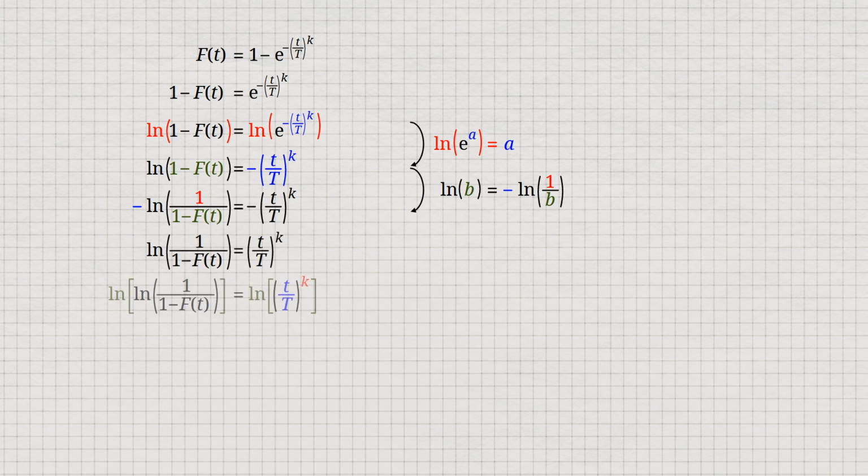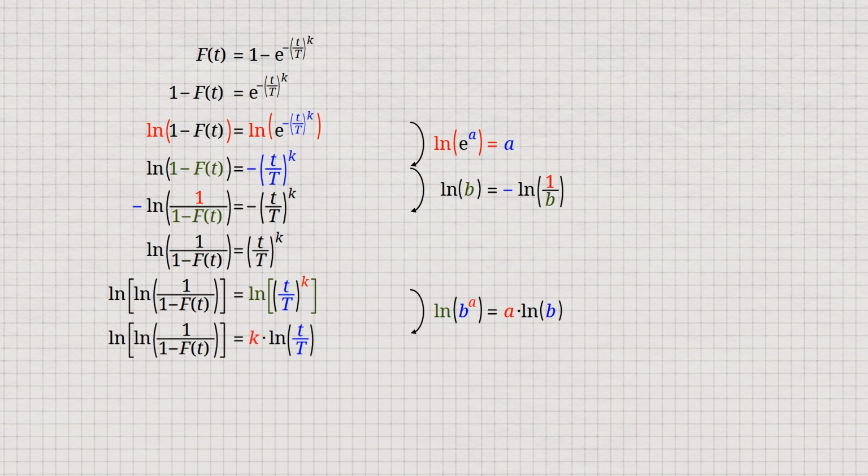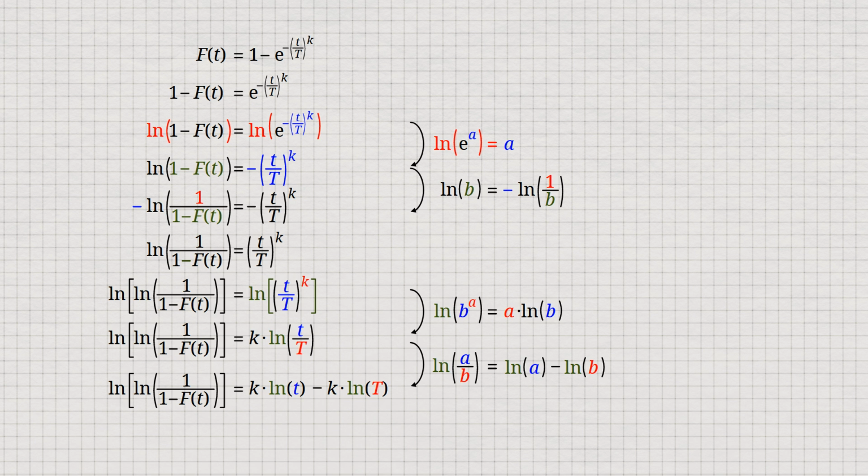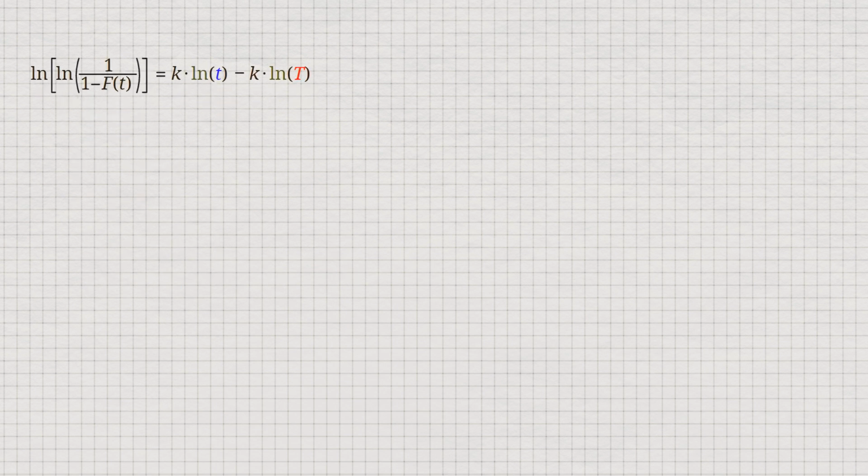Then we use the natural logarithm function again on both sides of the equation. We can simplify the right side with the given logarithmic identity as shown. Finally, we use the logarithmic identity shown and get the given equation. This equation looks rather complicated at first glance, but it has a crucial advantage.